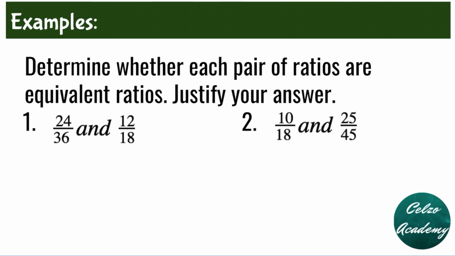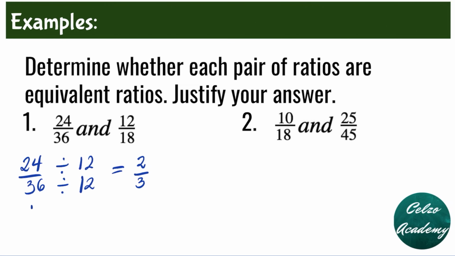Justify your answer. For question number 1, I will show you the first method, and that is by simplifying the fractions or the ratios. The first fraction, 24 over 36, can be simplified by dividing numerator and denominator by 12. And that will give us 24 divided by 12 is 2, 36 divided by 12 is 3. So the simplest fraction for 24 over 36 is 2/3.